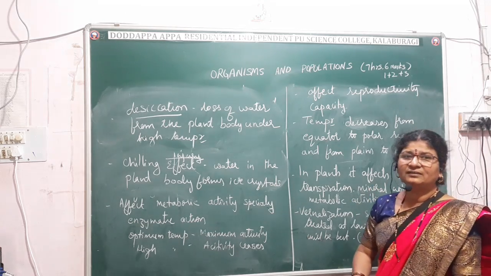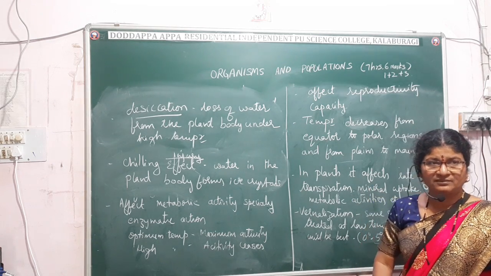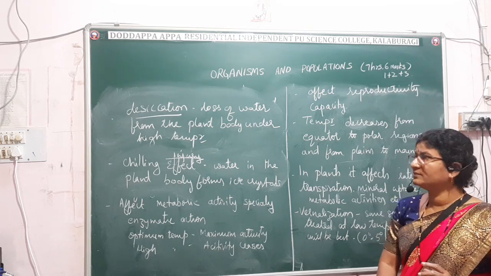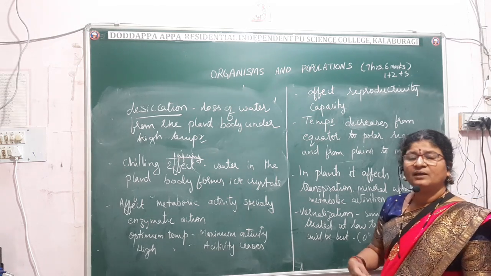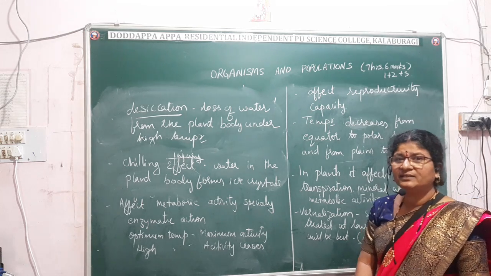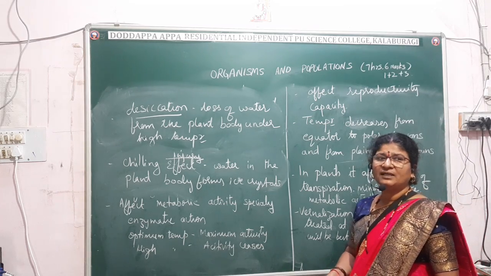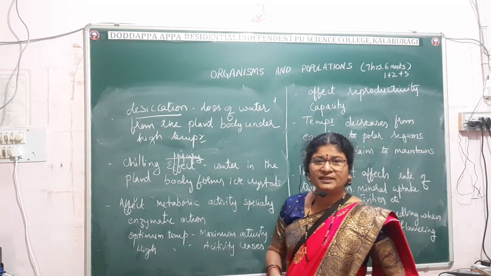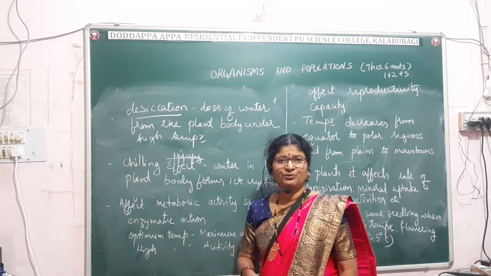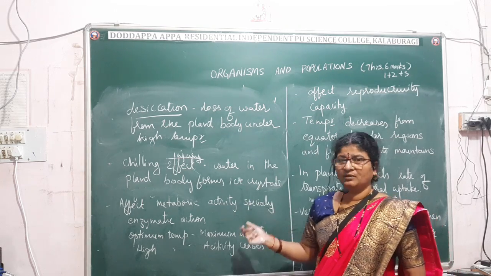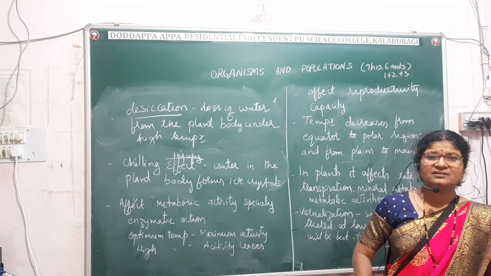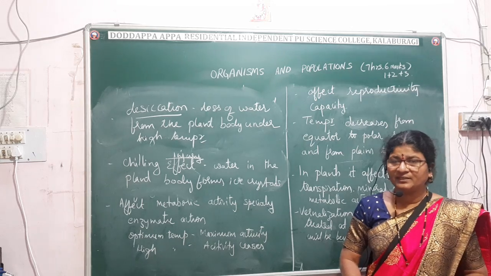Depending upon the temperature tolerance capacity, the organisms are divided into two types, that is stenothermal and eurythermal. Let us discuss these points tomorrow. Just have a look at this. Okay children, I hope you have understood today's introductory part.